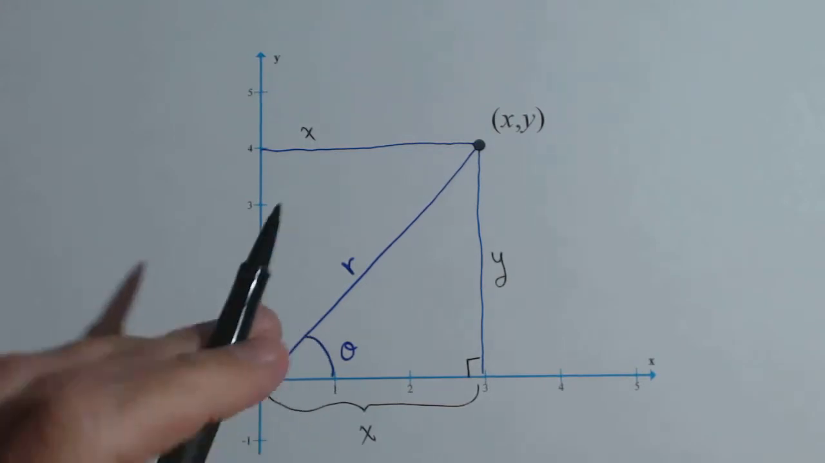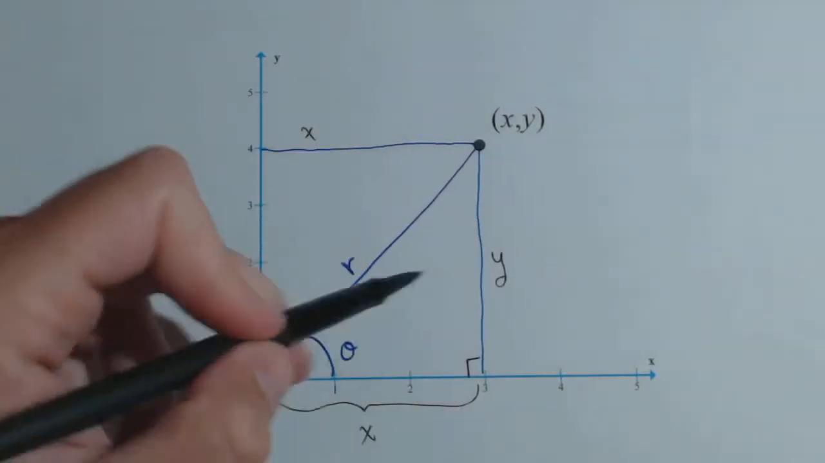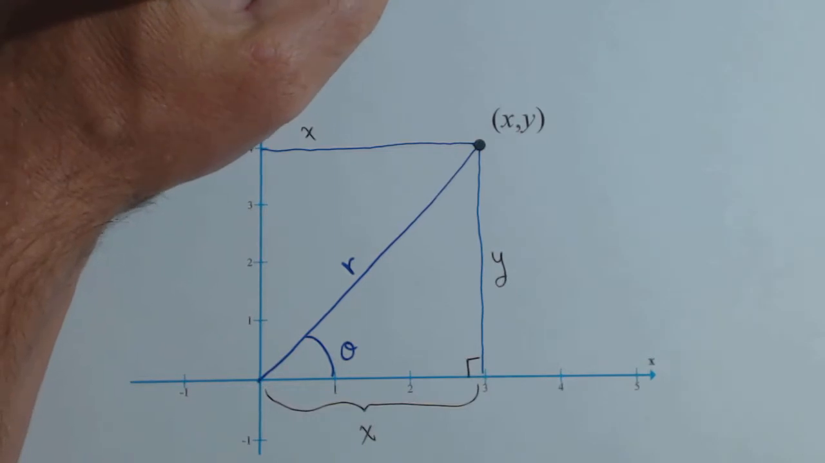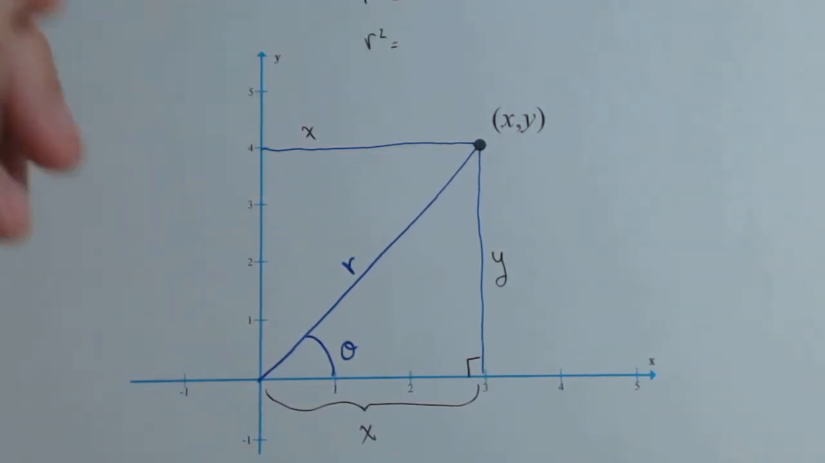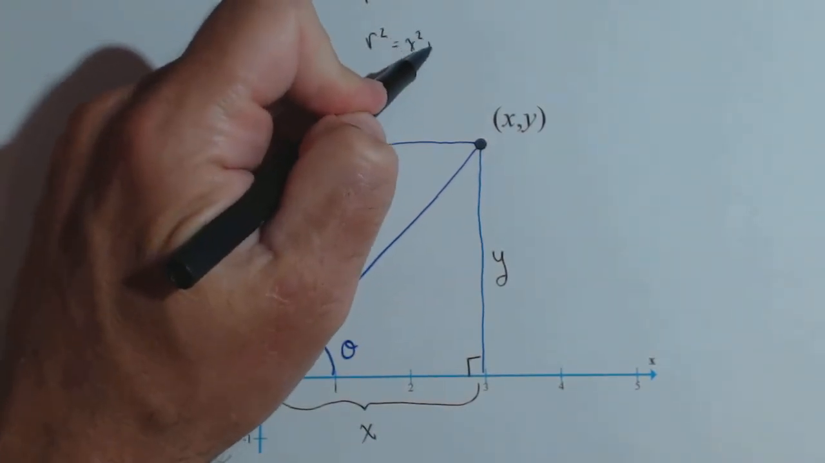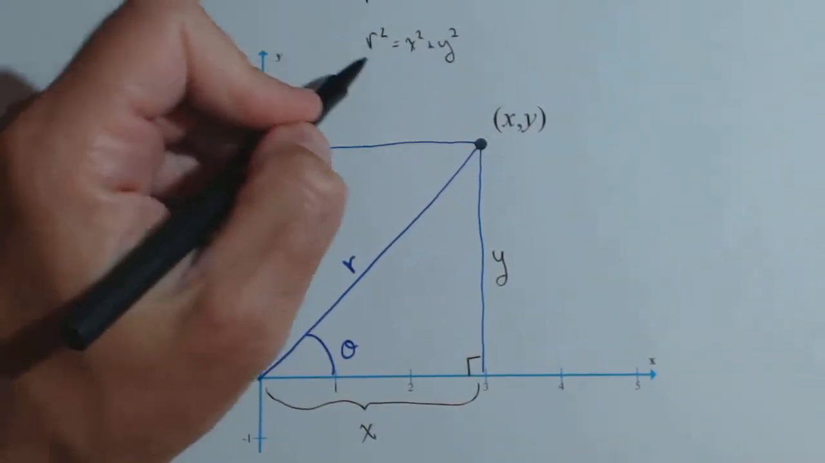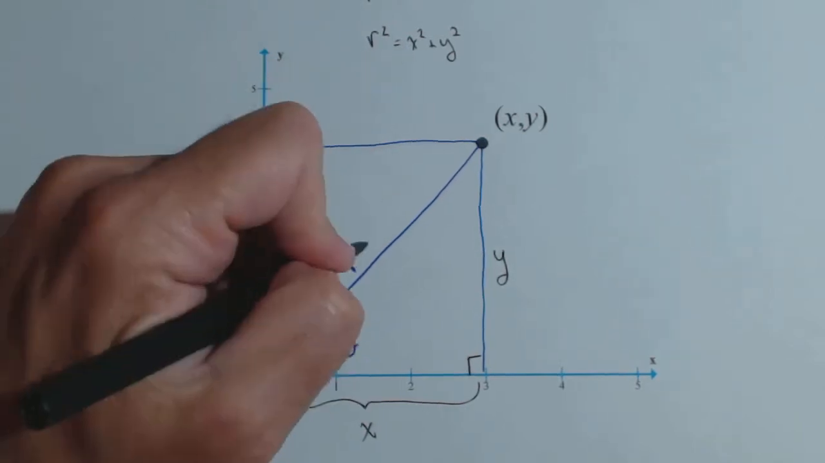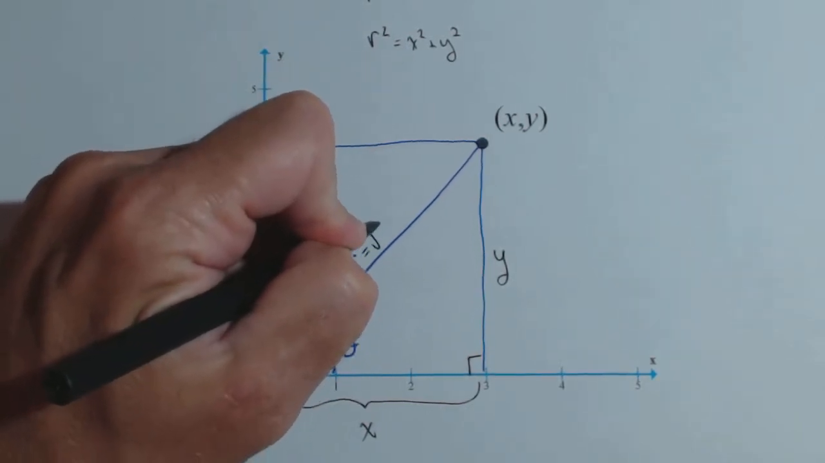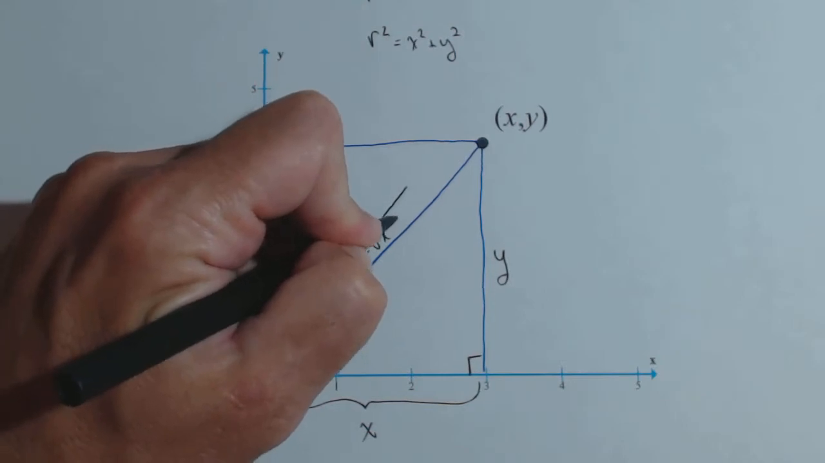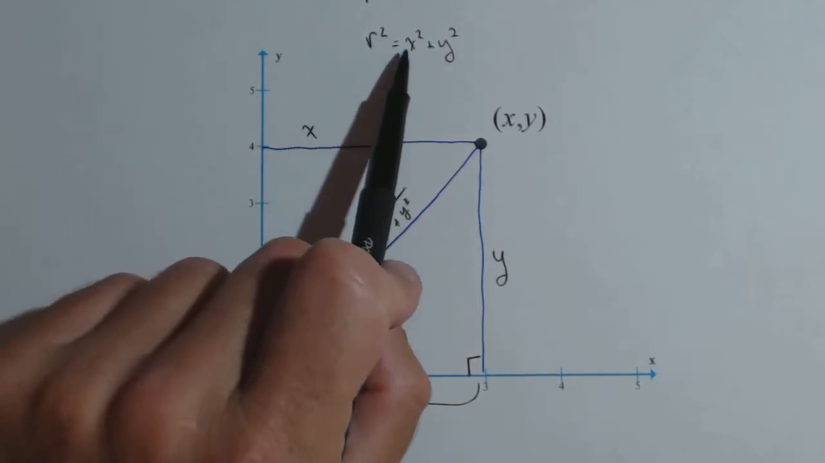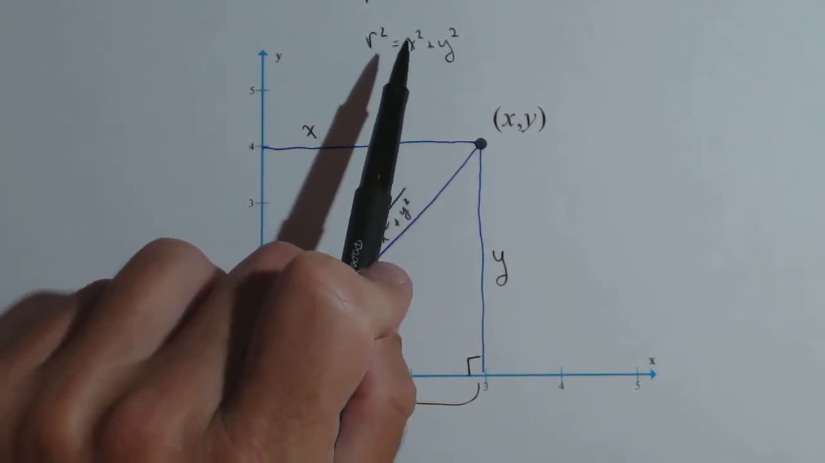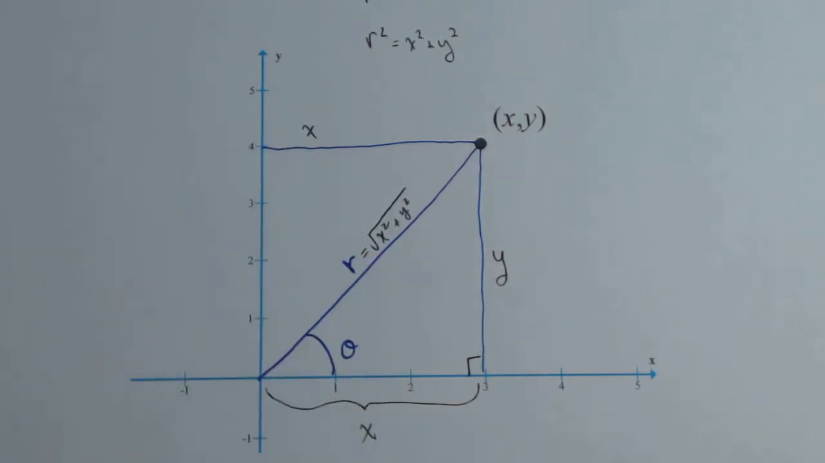So to get r, I've got the Pythagorean theorem between these three sides. So I know that r squared equals x squared plus y squared. And if we solve that for r, we would take the square root of both sides. So r is the square root of x squared plus y squared. So that's how we would find the r, or the radius. Notice we have our equation of a circle centered at (0, 0) with a radius of r.